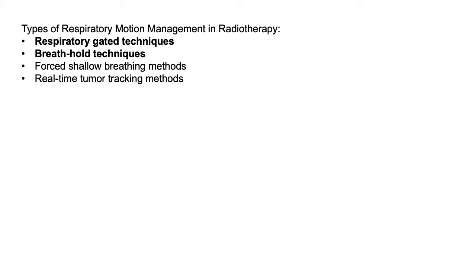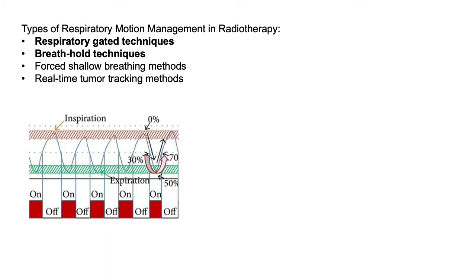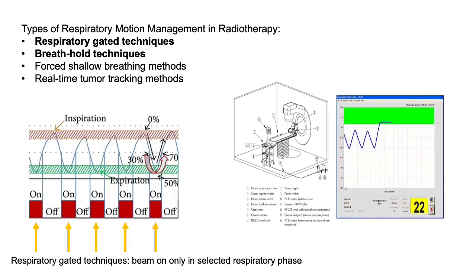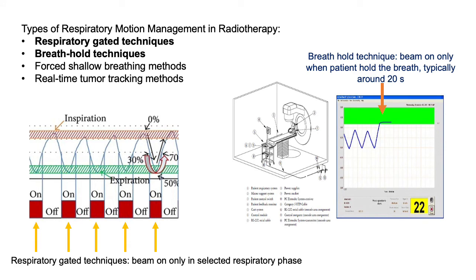The two most commonly used techniques are the gating system, being on and off, aligned with inspiration and expiration. The radiation will be on while the patient is exhaling deeply. Or the breath hold technique, where the radiation will be on when the patient is holding his breath, typically around 20 seconds.